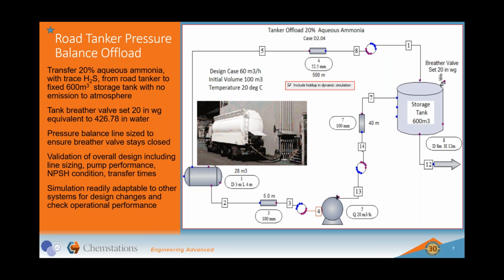And basically what this project was about, we're going to transfer aqueous ammonia with some hydrogen sulfide from a road tanker, and we're then going to transfer it to a fixed storage tank. And the problem the customer had, he didn't have a balance line back to the road tanker. And what he didn't want to happen was to have this breather valve lift, because it had H2S in it. So we were asked to size this line.